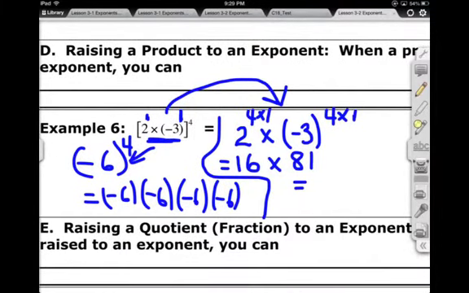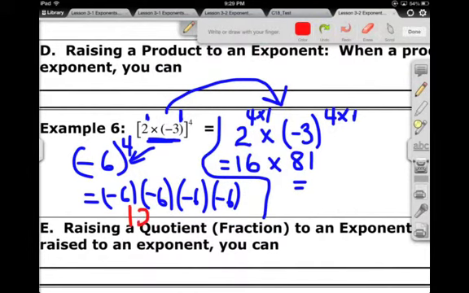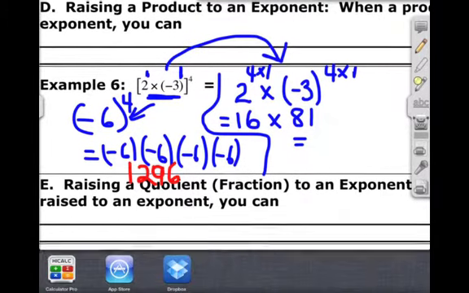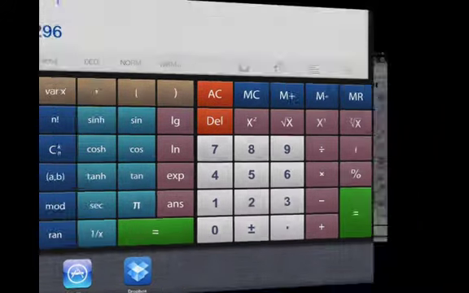The answer, let's put it in red, 1296. So if we did it that way, what is 16 times 81? Okay, I'm betting on 1296. Let's find out. Look at that, 1296. They're the same value. Back to our work.